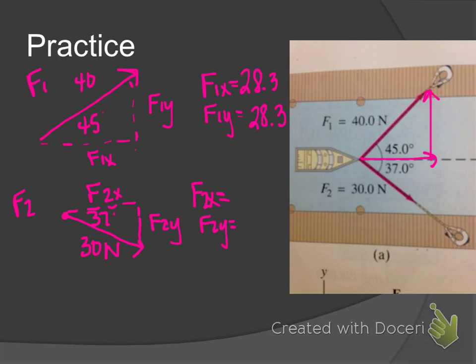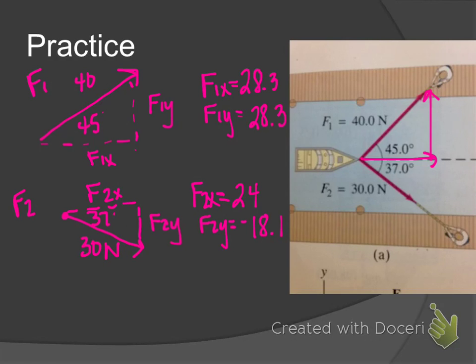Okay, what did we get for that value? Say it one more time. 24. And what about our y value? Negative 18. I'll round that to one decimal: negative 18.1. Tell me why that value is negative. Going south, it's a south component.